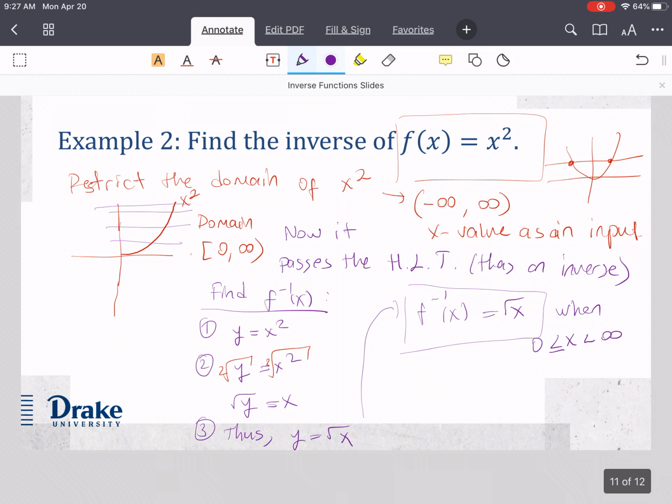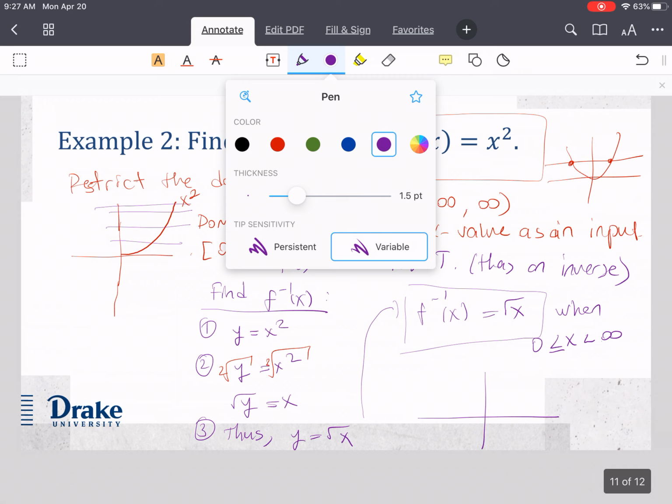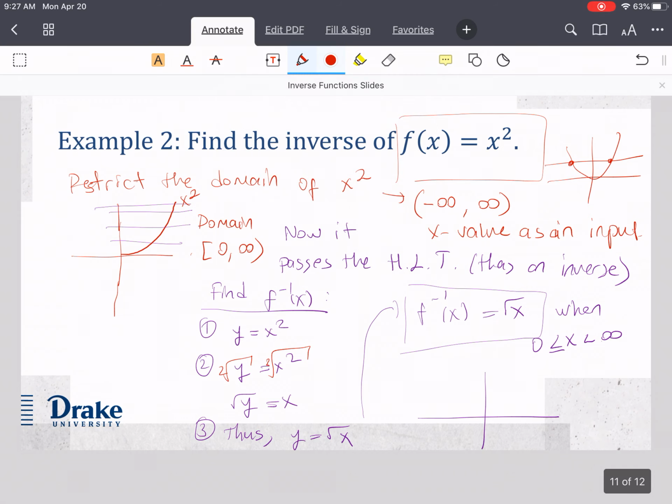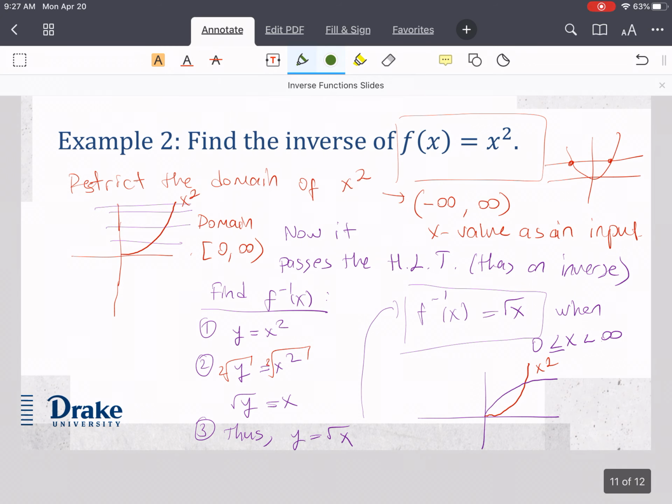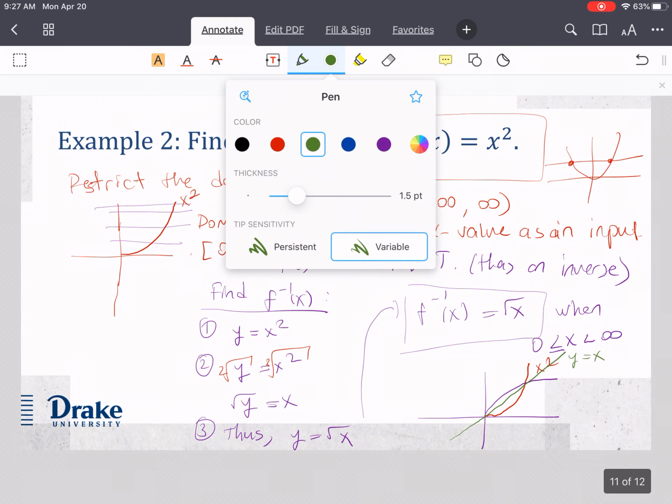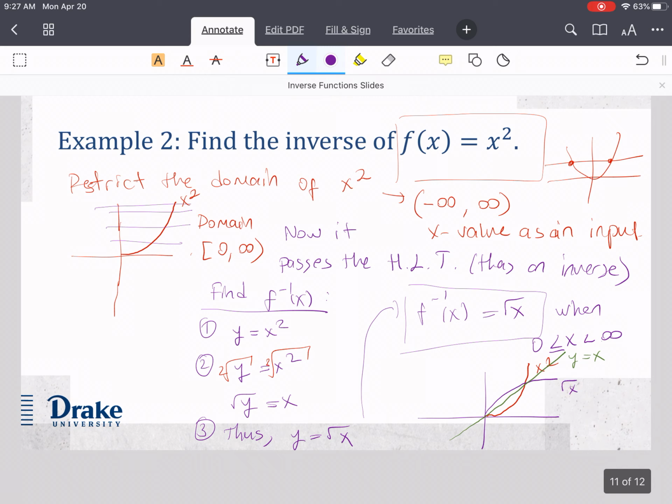And then as you graph these two functions using a calculator, or if you just try to sketch, you're going to realize that this is x squared. And then square root function actually looks like this. And as I told you earlier, inverse functions are always symmetrical with respect to y equals x, and you will realize that actually these two functions are definitely inverse of each other because they're symmetrical with respect to the line y equals x.